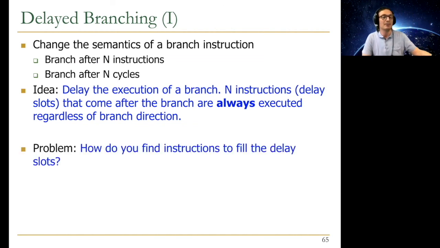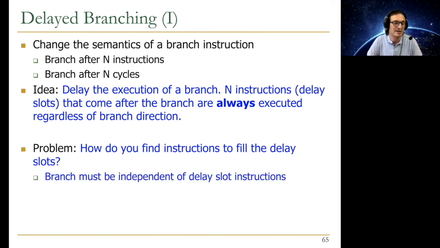Now, of course, the problem becomes, how do you find instructions to fill the delay slots? This is very similar to the instruction scheduling problem that we discussed many times earlier. You need to find independent instructions to fill the delay slots. Basically, the branch must be independent of the delay slot instructions, and you also run into a lot of issues in terms of which instructions you can move while being safe and correct. You should not violate any dependencies.